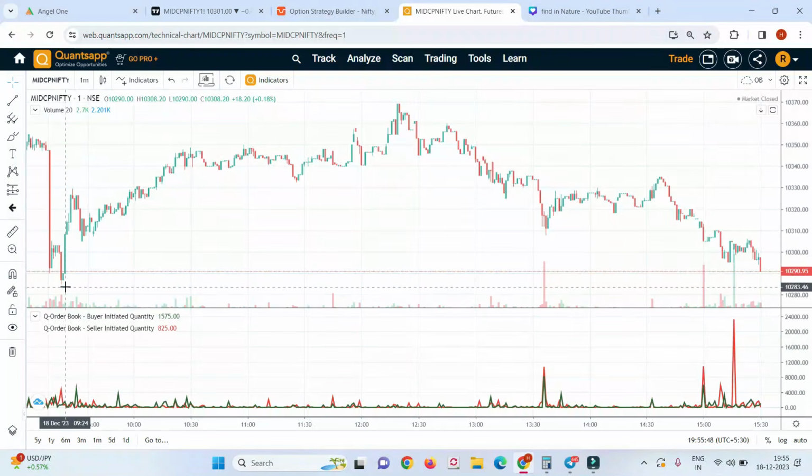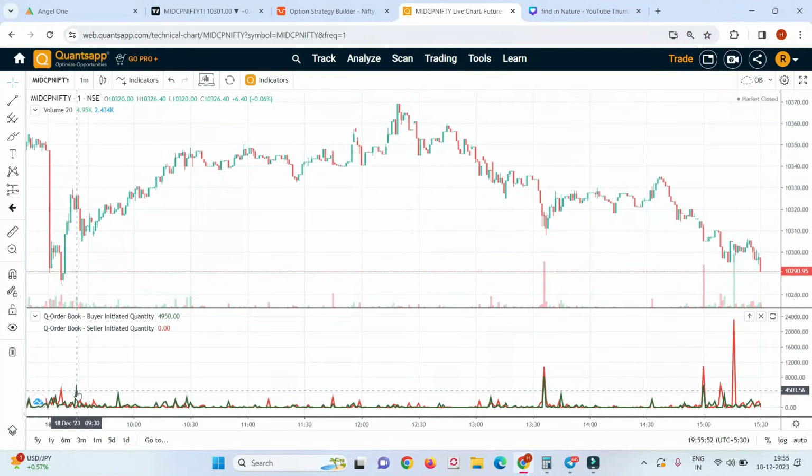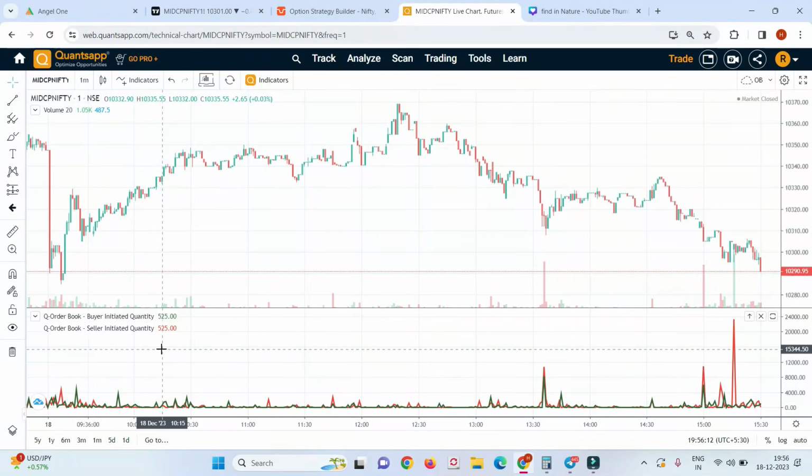Now check this, right? On 18th December when the market opened, check the green. If I hover my mouse here, check this, guys. Buyer initiated. These are the orders which got initiated on the exchange. This is not the volume bar. This is not the limit order. This is not the IOC order. There are other orders, right? This is the orders which got executed on the exchange. Guys, I repeat, these are the executed buyer initiated quantity orders on the exchange. This gives you tick by tick data.